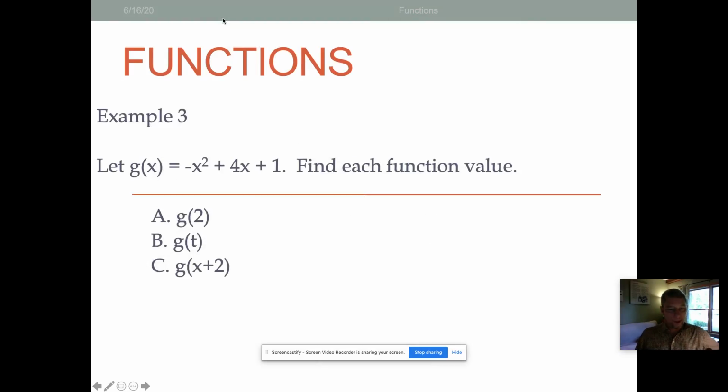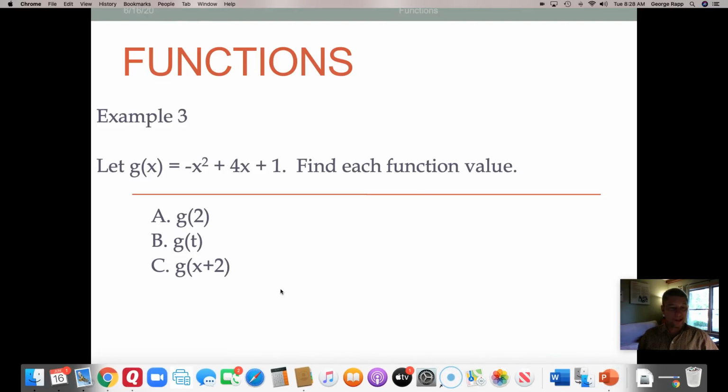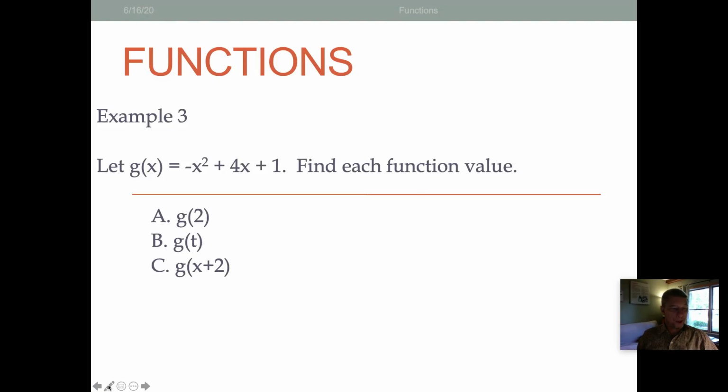Good morning, and welcome to the second of three videos on section 1.4 in your textbook, which is entitled Functions. Today we're going to start right off with example number 3. And again, these examples are right out of your text.